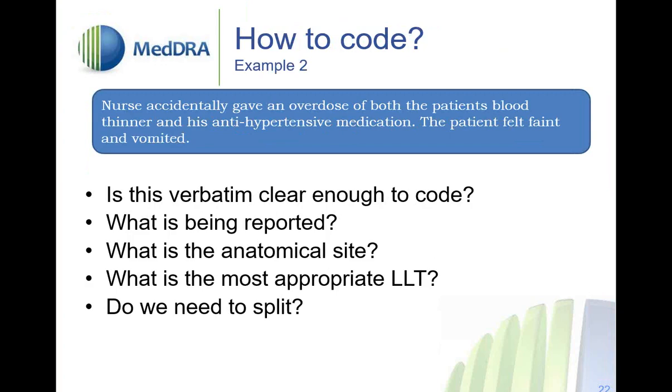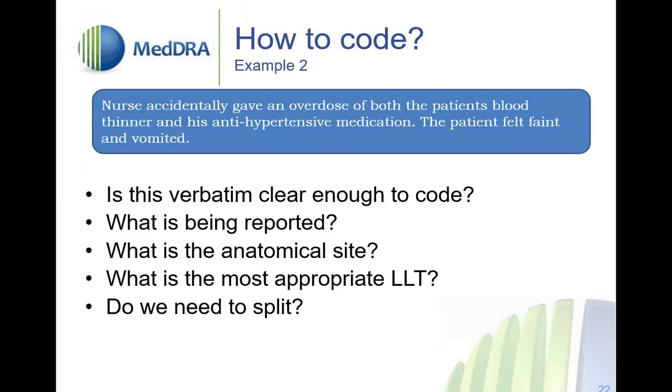Let's read it out. In the blue box, we have our scenario. The nurse accidentally gave an overdose of both the patient's blood thinner and his antihypertensive medication. The patient felt faint and vomited. So there are a bit more things going on in this one compared to the last one. The nurse, who's a healthcare worker, accidentally gave an overdose. So it's very important to read how that's written.